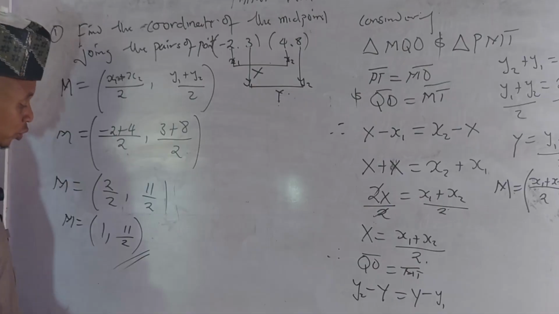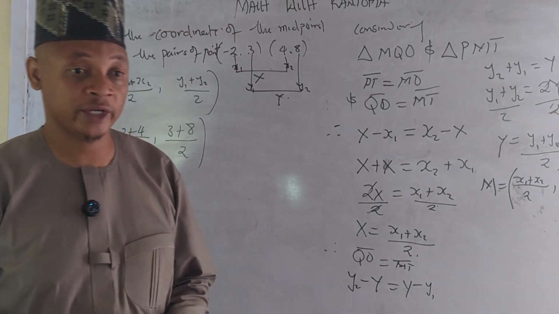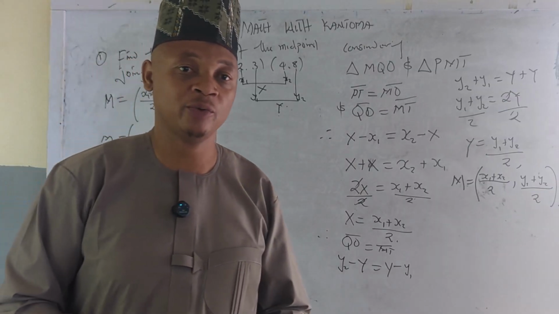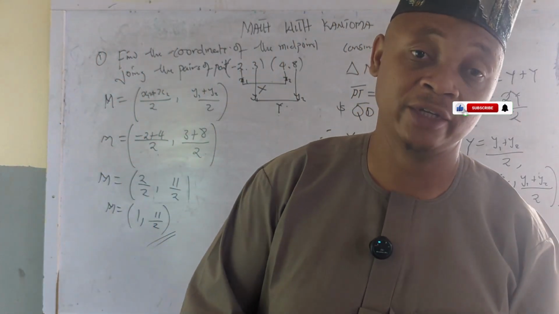So now these are the two coordinates we found using the formula to find the coordinate of the midpoint joining the 2 points. So that is it for today.